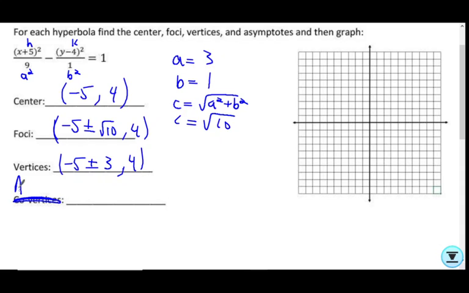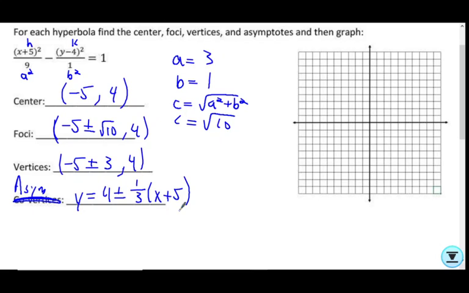Okay, so our asymptotes. It's going to be y equals, and you go to the equation, it's k, which in this case is 4, plus or minus b over a, so 1 over 3, x minus h, so plus 5. So that is all of our information that we need to find. Okay, and now that we have that information, we can graph it.